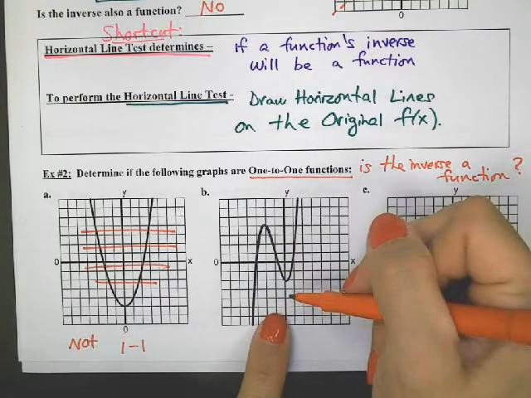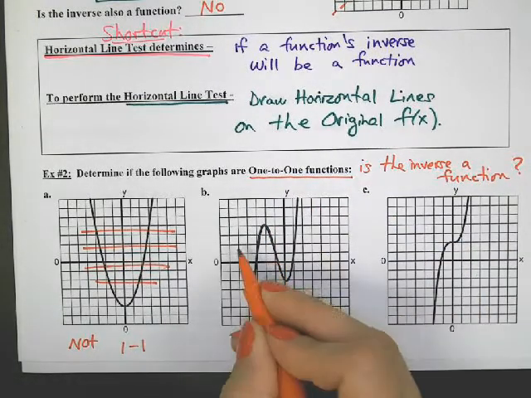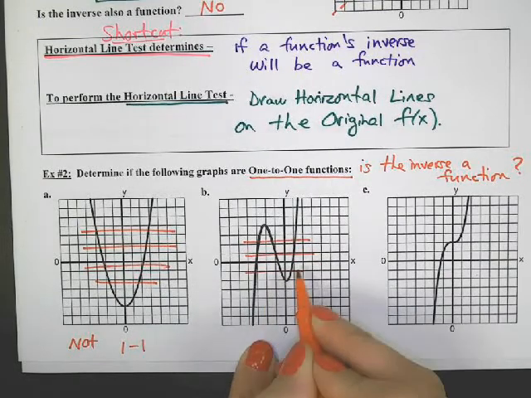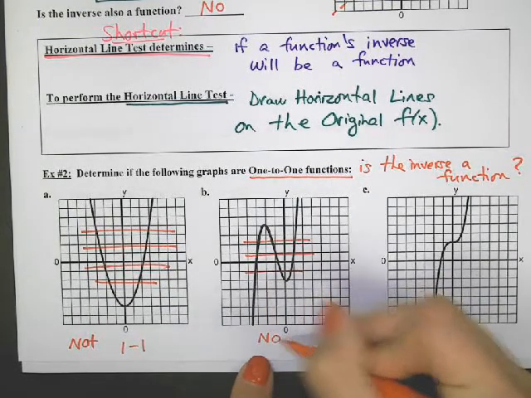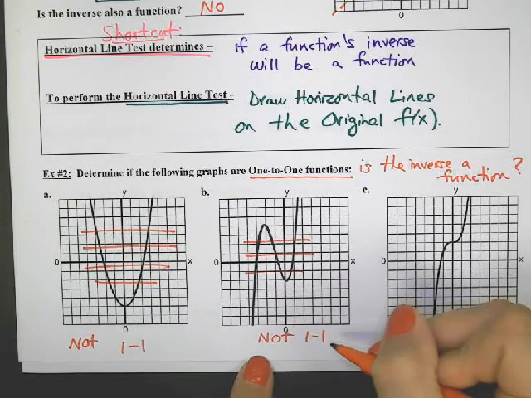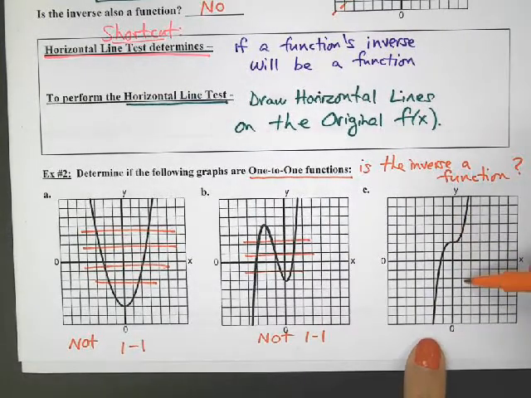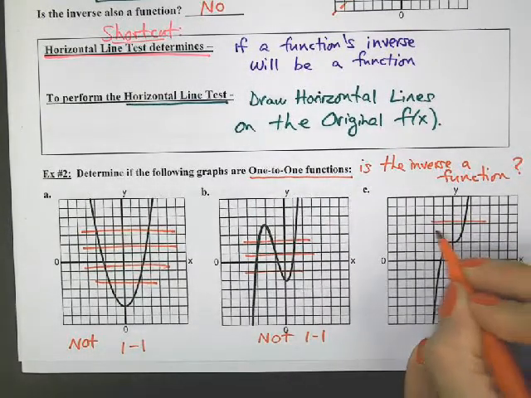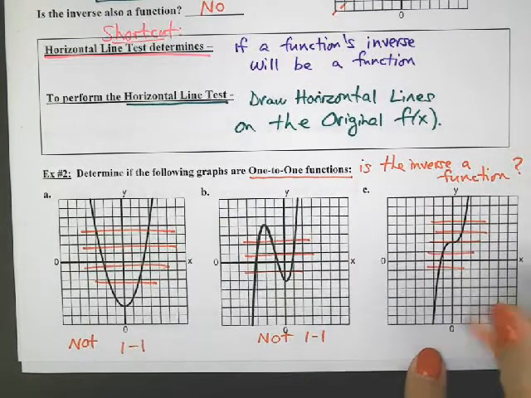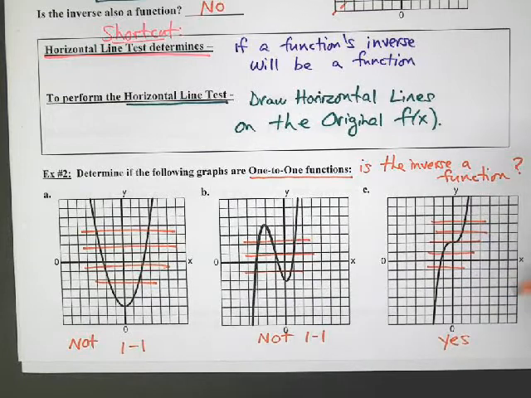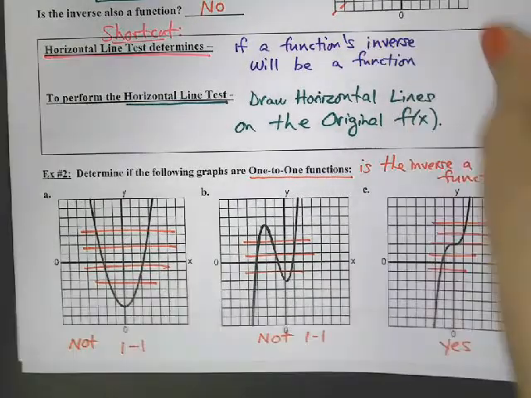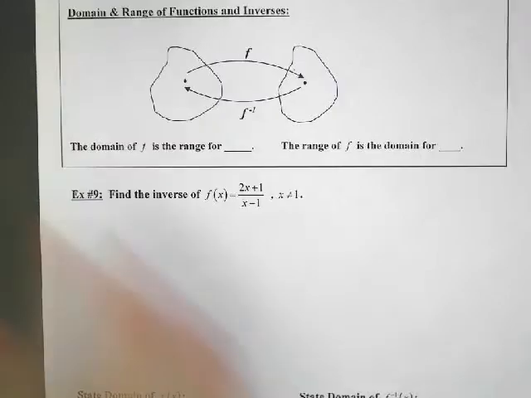Is this one a function? Yes. Is he 1:1? Let's see. If I do horizontal lines, nope. This one is not 1:1. Okay, this is a function. Is he a 1:1 function? Yes, he is 1:1. So if I found his inverse, and if I graphed the inverse, he would be a function. Okay? So it's a nice test without having to do all the work.